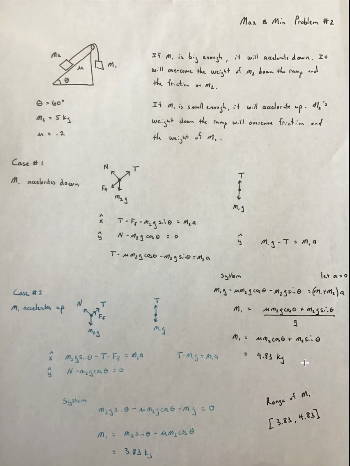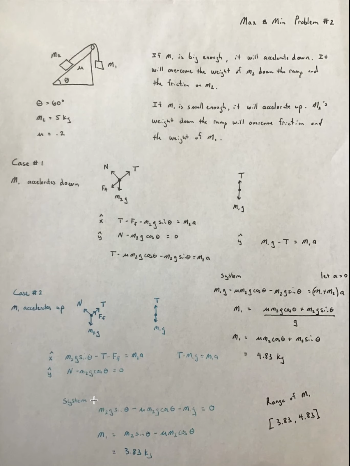Okay, now let's look at case 2. Now M1 accelerates upwards, which means M1's not very big. It's the same free body diagram, except now if M1 accelerates up, M2 is then going down the ramp. So here, this frictional term, instead of being down the ramp, is now up the ramp, because now M2 is going to slide down the ramp. Friction will thus point up, opposing the motion. So we get roughly these same equations, and we get the same system.